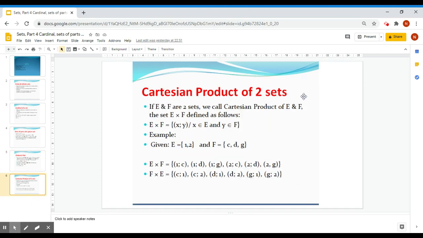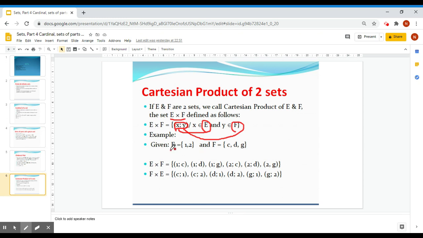Now here, the Cartesian product of two sets. First of all, we have to have two sets. Let's say we have set E and set F, and we call the Cartesian product of E and F, we represent it as E times F, and it represents the set of ordered pairs (X, Y) such that X is an element of the first set and Y is an element of the other set.